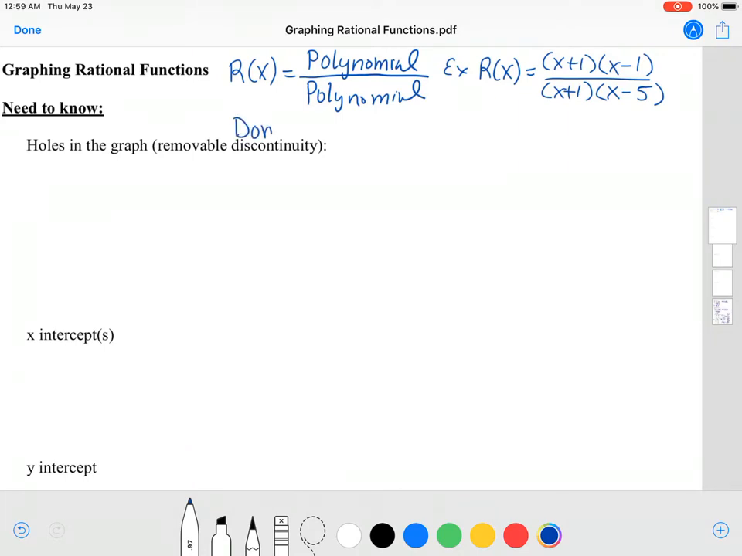The domain in this example, if I use set builder notation, would look like this: all x such that, the vertical line there means such that, all x that are not equal to -1 or 5. Now I say -1 and 5 because that is what would cause me to get a 0 in the denominator here.